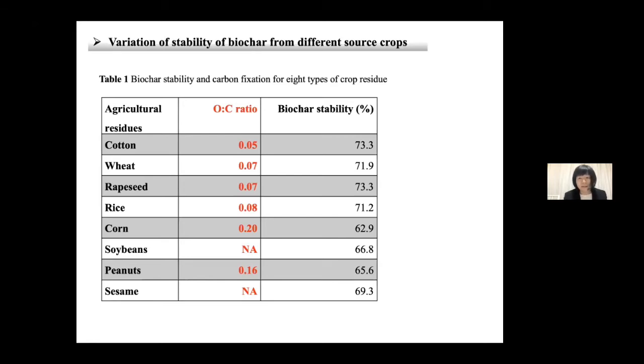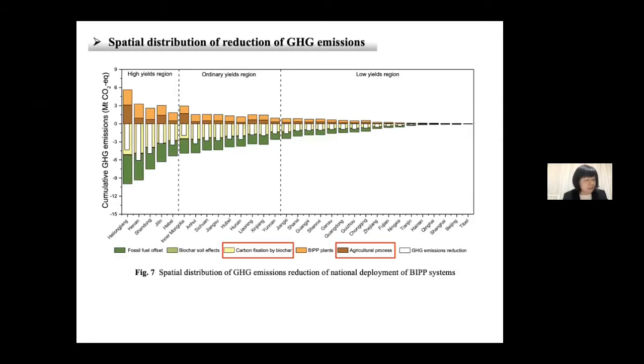Sorry. So for these various biomass feedstock and the oxygen to carbon ratio of the biochar products are tested, then we can predict the stability of the biochar from different crops. And also considering the different crops and crop years and soil type in different provinces in China, the greenhouse gas emission reduction in every province can be assessed.